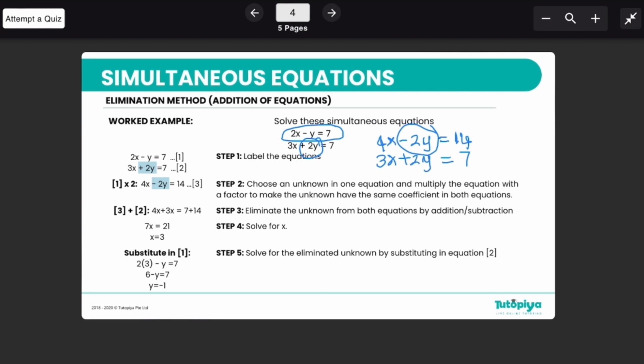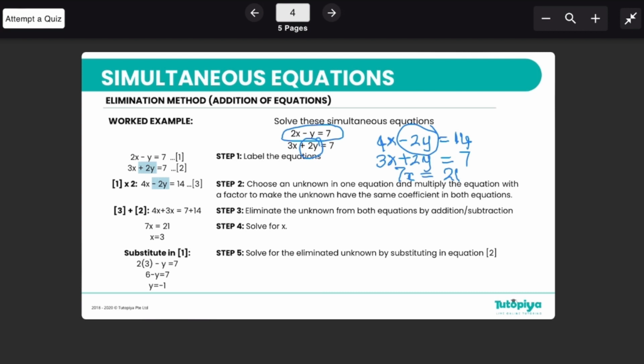you can see that 4x plus 3x is going to be 7x, and that 14 plus 7 is going to be 21, and the negative 2y and positive 2y are going to cancel off each other. So therefore it results in just a very simple expression, 7x is equal to 21, from where I can solve and get my value for x as 3.